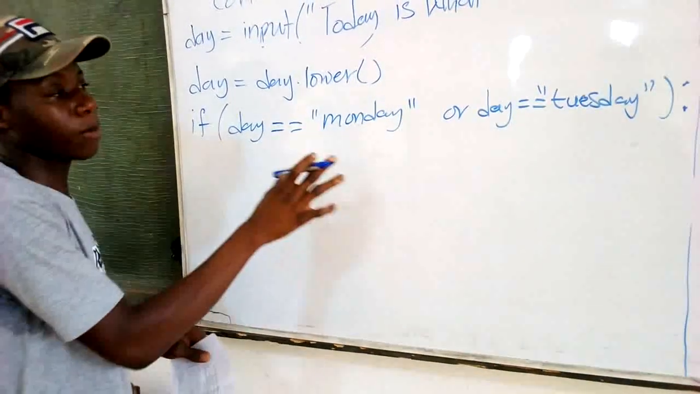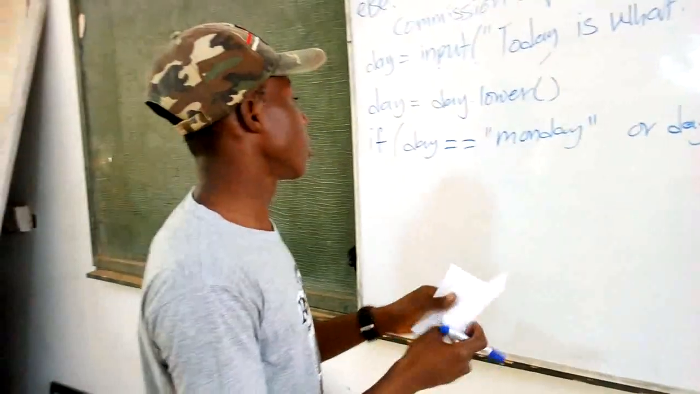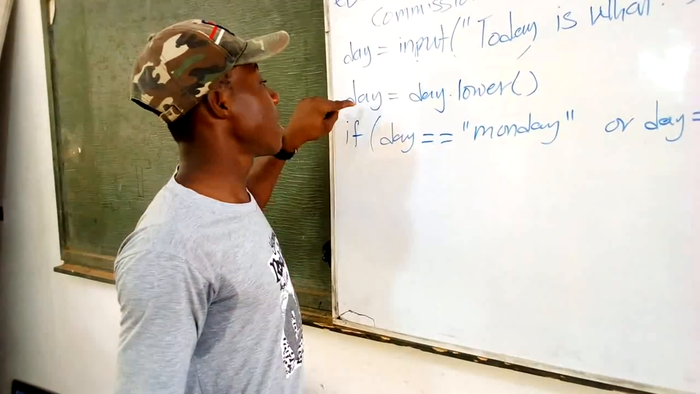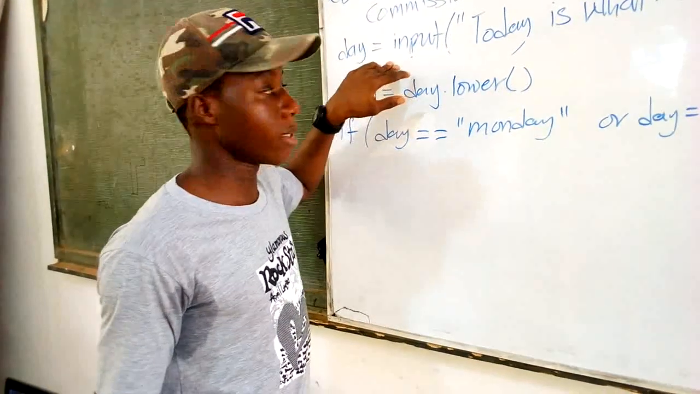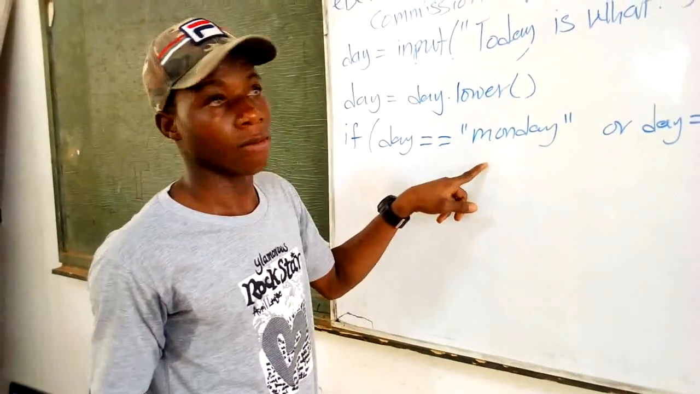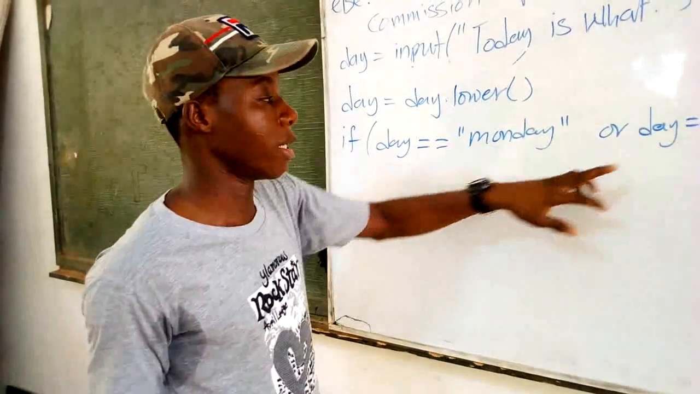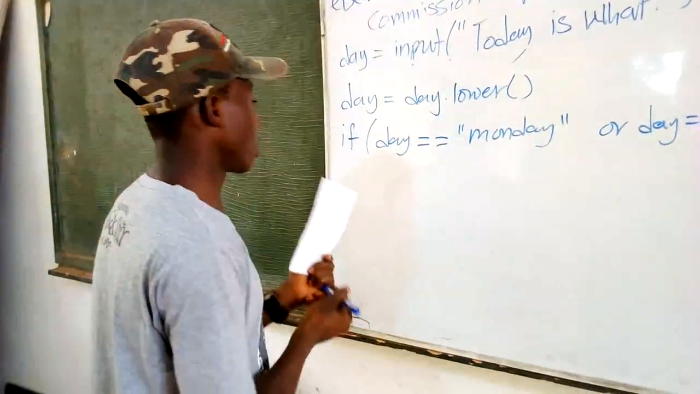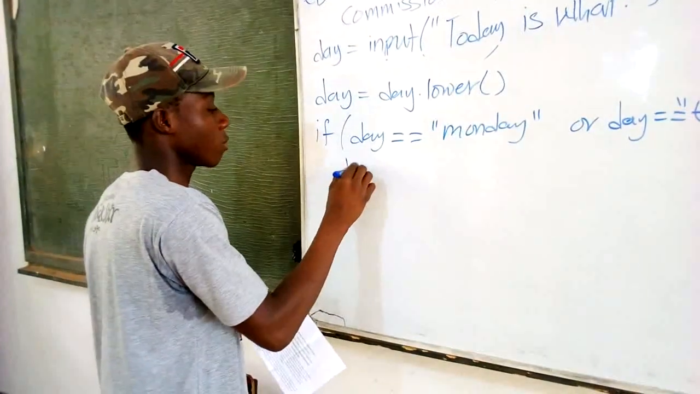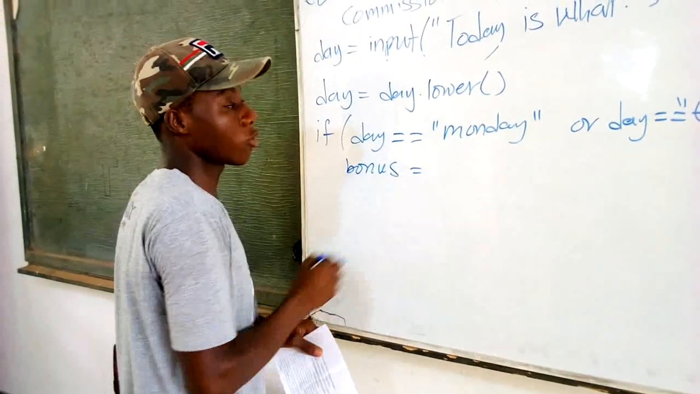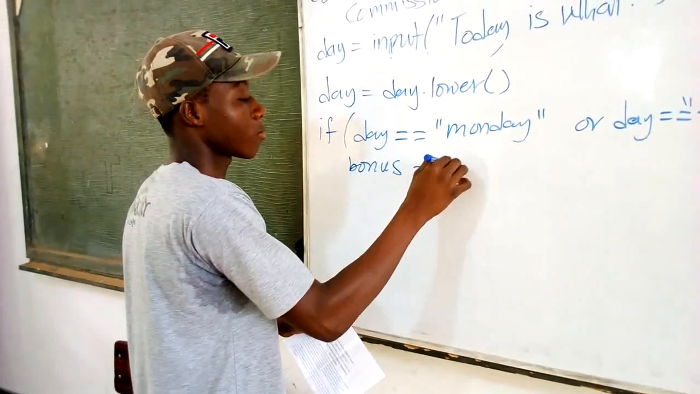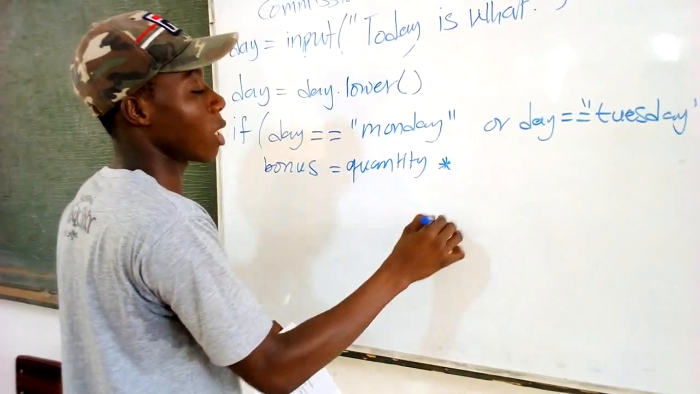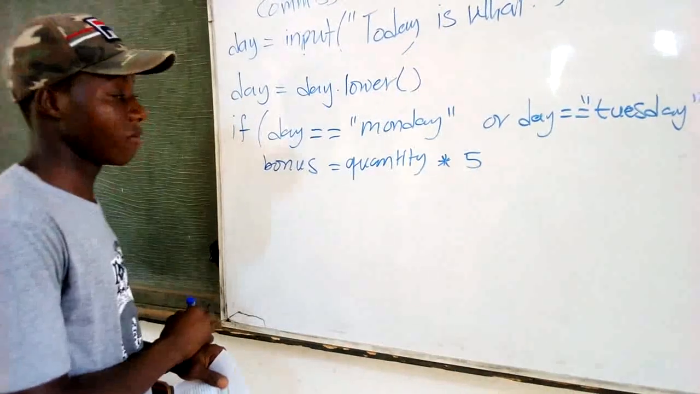Bonus. Now let me explain this code well so that you understand. You see, here you said if day is equal to Monday. It's saying that if the day the user is inputting is Monday, if he spelled it Monday, then what should happen? We'll come there. Or if he puts Tuesday, not Monday, what should happen? So the thing that should happen is bonus will be equal to what? Your quantity. The bonus on weekdays was what? 5 Cs. So you bring your 5 Cs.